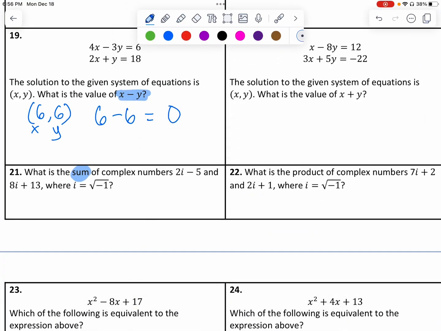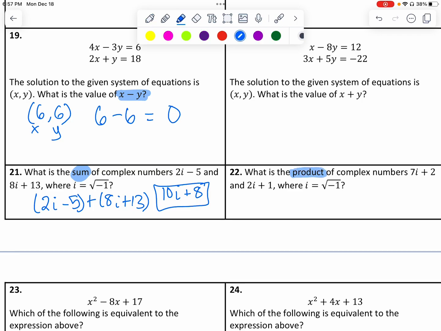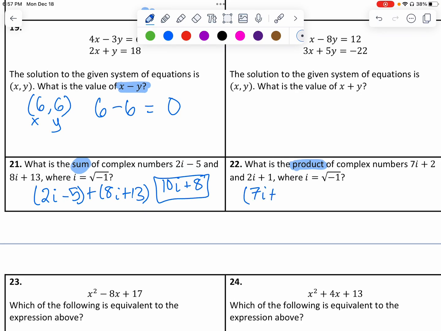Anyway, so you're summing, you're adding. So you're just going to say 2i minus 5 plus 8i plus 13. Combine like terms. 2i plus 8i is 10i. Negative 5 plus 13 is positive 8. So be careful. Read your questions carefully. Now the next one is talking about a product. This is where you would multiply. So this is where you would write something like this.